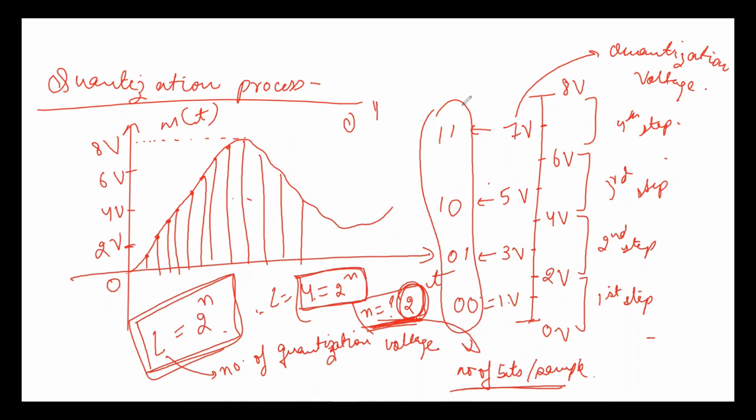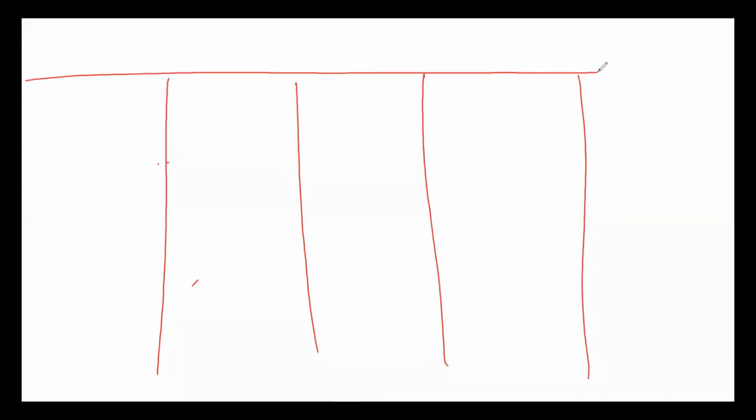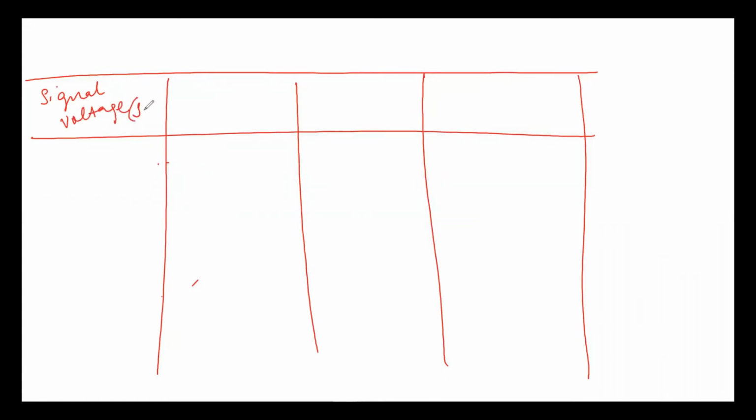Now, next we will make one table. Let us take the first column as signal voltage, which we will write as S.V. Next column, take quantization voltage, that will be Q.V. The third column is my encoder output, and the last column is my QE, that is quantization error.